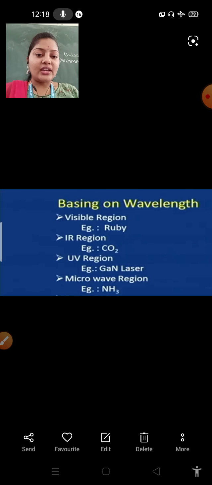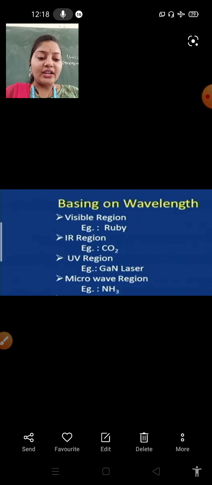Next, IR region. IR means infrared region. So the infrared region occurs in the case of the CO2 laser. With the CO2 laser we can identify the IR region in the final output wavelength. Okay, and next the UV region, ultraviolet region. The ultraviolet region is used in the GaN laser. This is the gallium nitride laser.